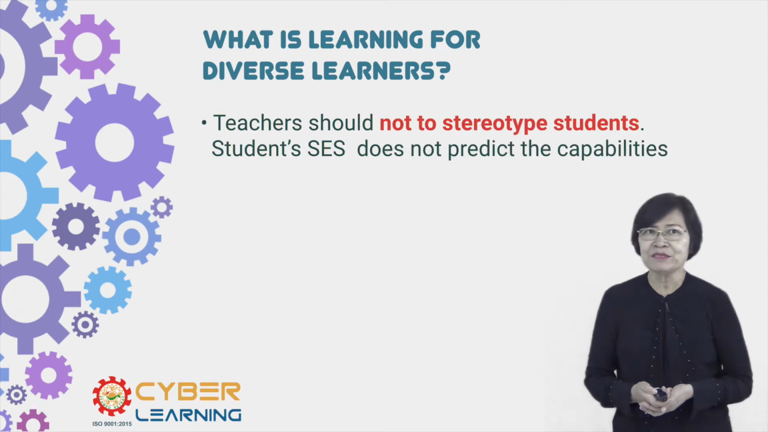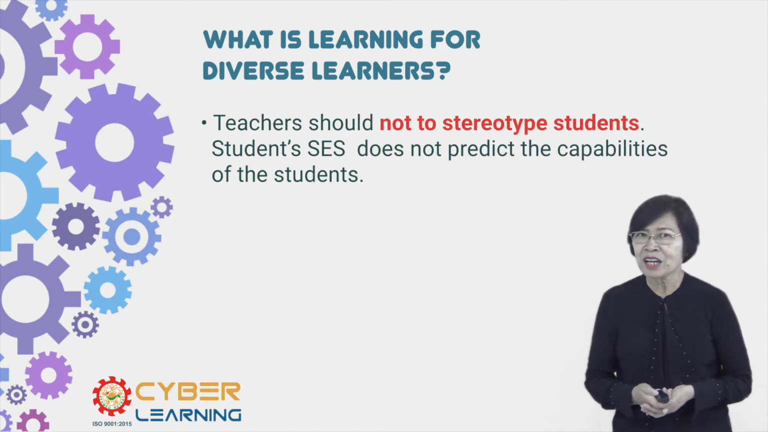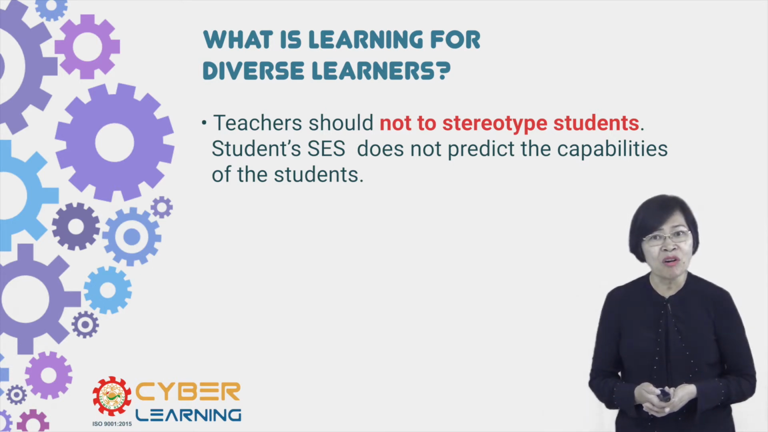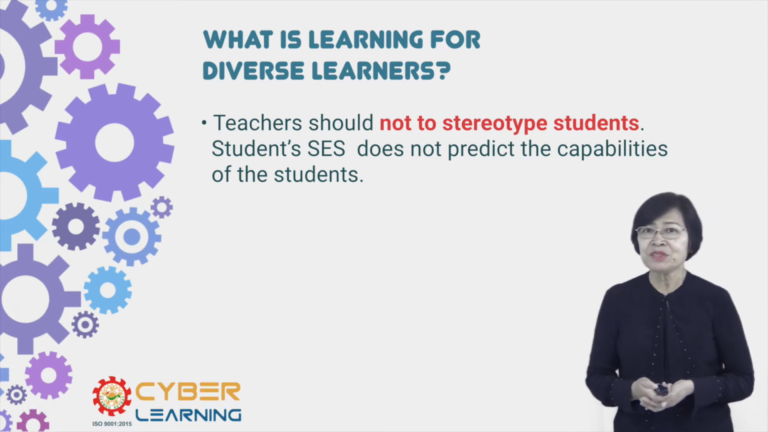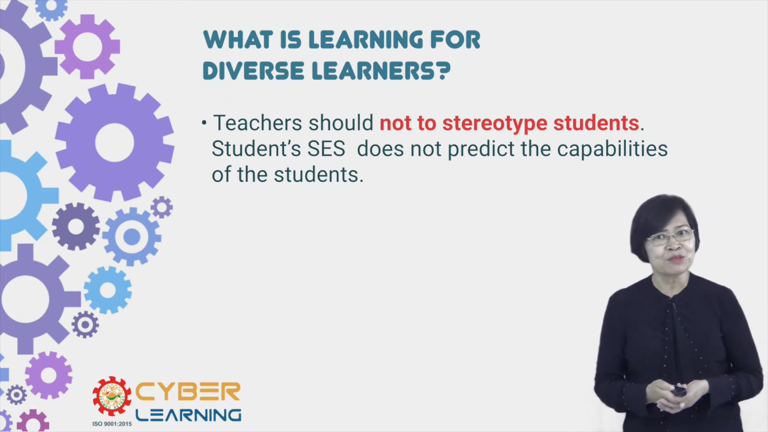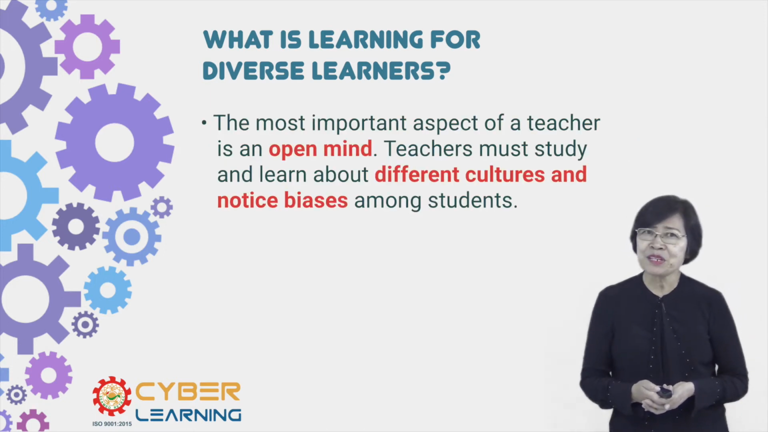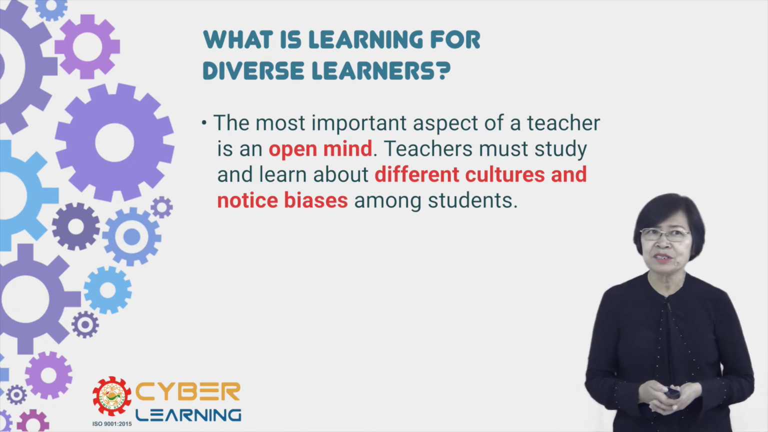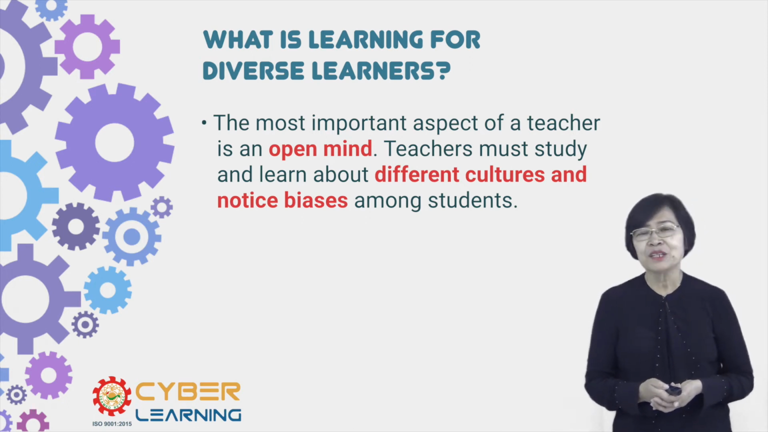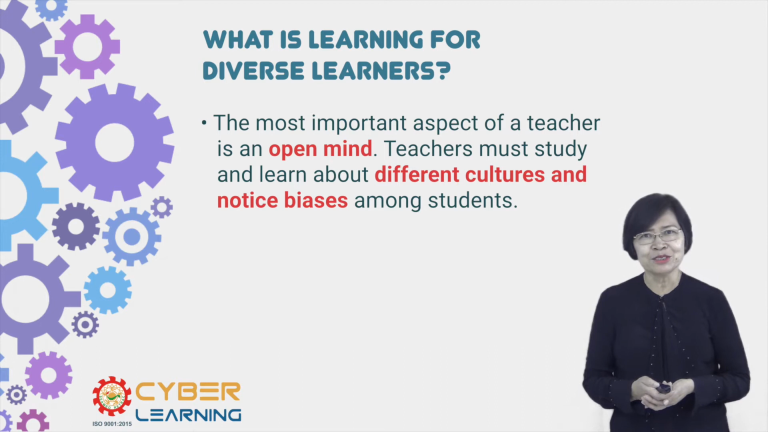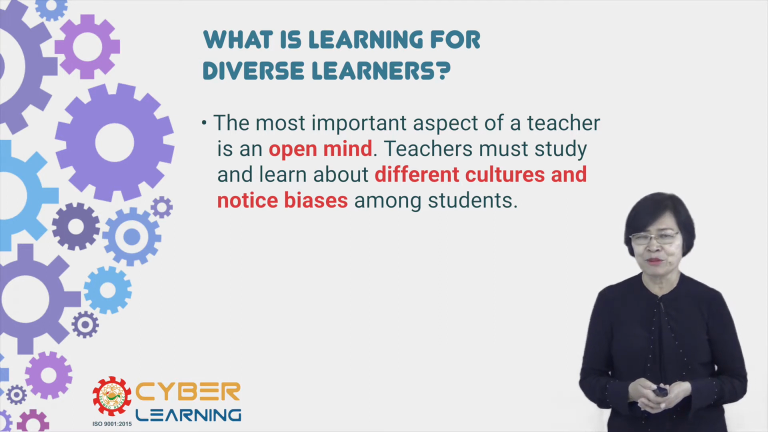It is important for teachers not to stereotype students. Just because a student's socioeconomic status is low or high does not predict the capabilities of the students. Perhaps the most important aspect a teacher can consider is an open mind. Teachers must be willing to study and learn about different cultures and be able to notice biases among students.